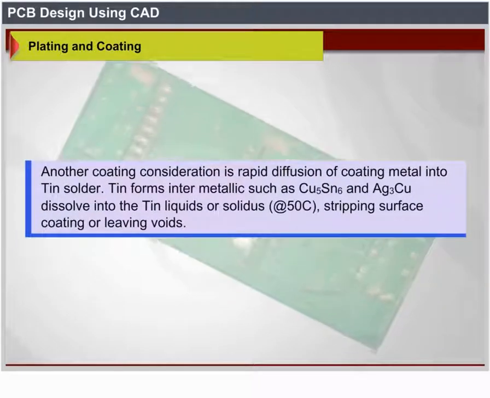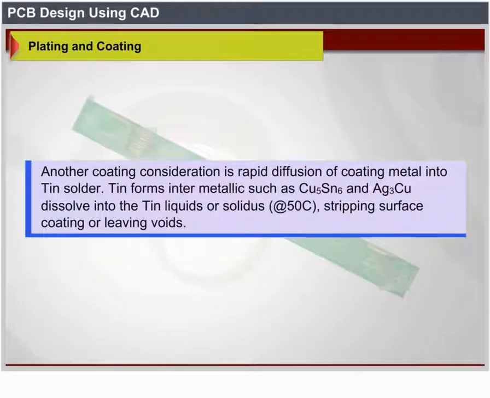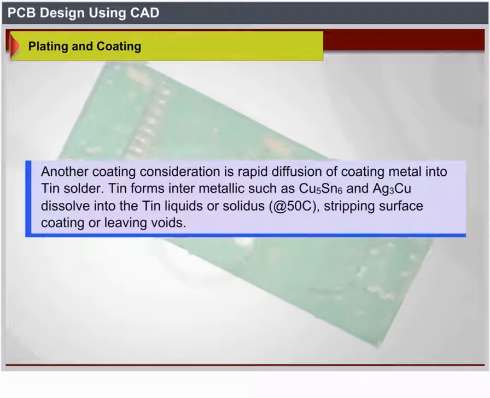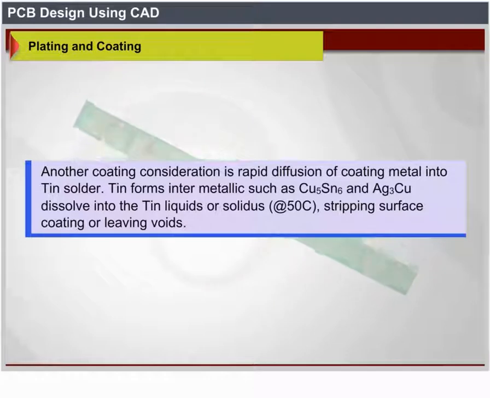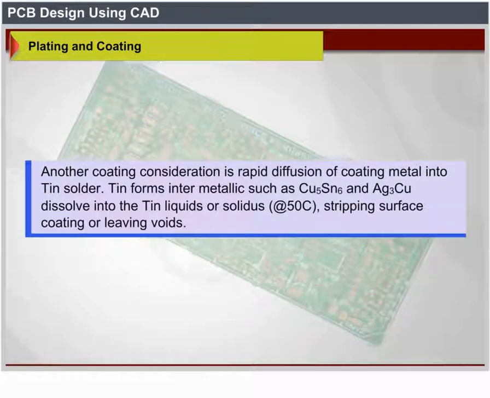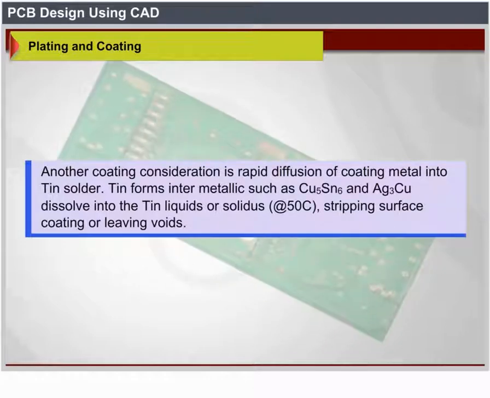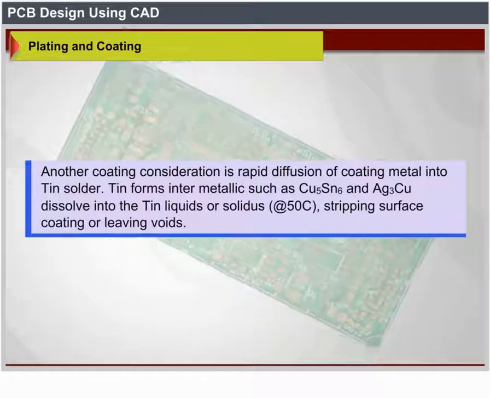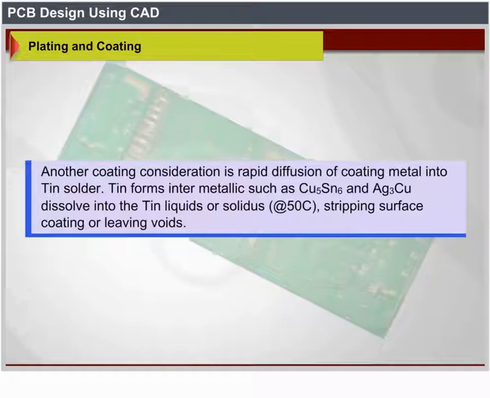Another coating consideration is rapid diffusion of coating metal into tin solder. Tin forms intermetallics such as Cu5Sn6 and Ag3Sn that dissolve into the tin liquid or solids at 50 degrees Celsius, stripping surface coating or leaving voids.